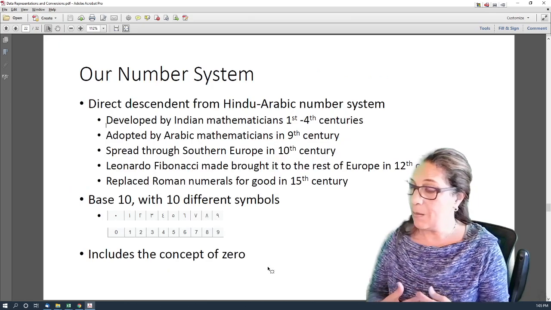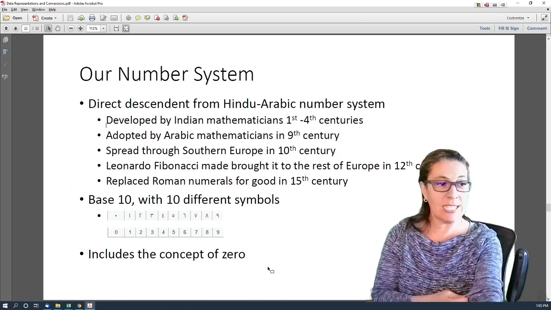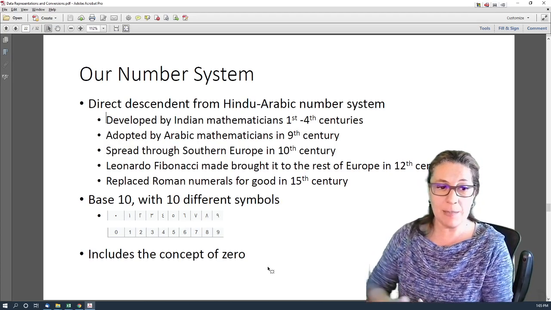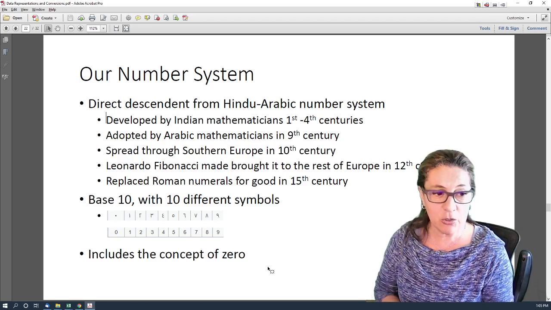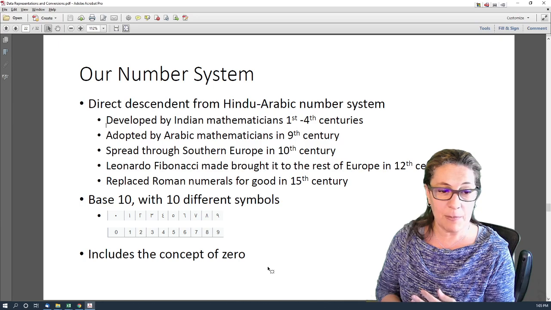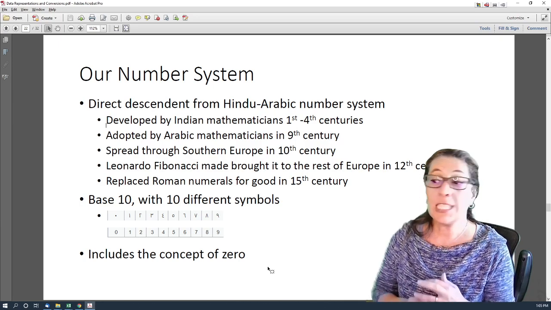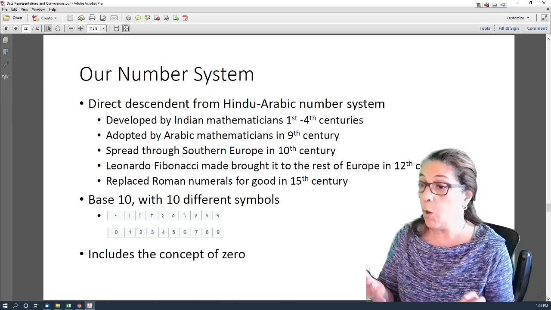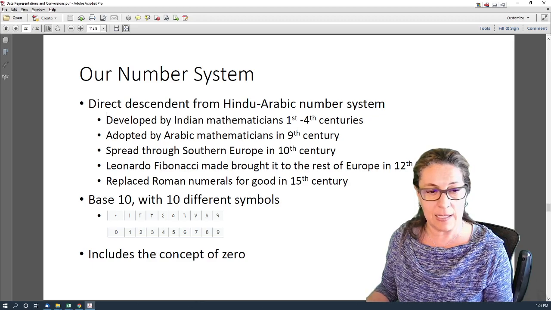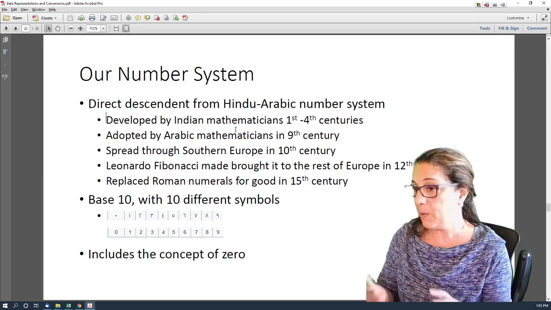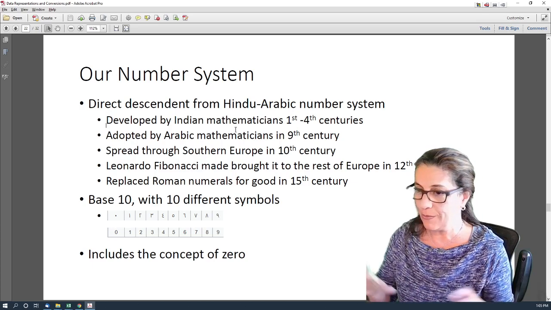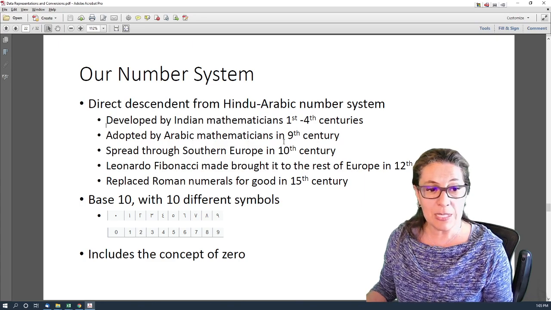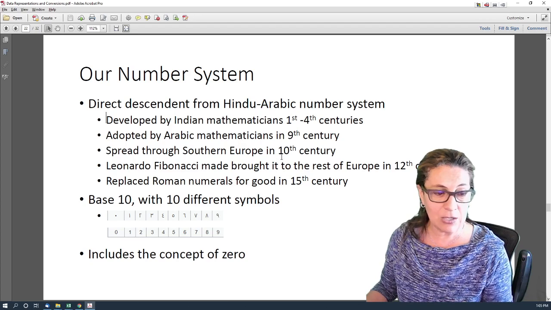So our number system, what we all learn in school, is a direct descendant of the Hindu-Arabic number system. It was developed by Indian mathematicians around the 4th century. It was adopted by Arabic mathematicians around the 9th century. It spread through southern Europe. Remember, at the time the Romans were dominating, so the number system that people used in Europe was the Roman system. I don't know how many of you know, but it's a different number system. But this number system was adopted in southern Europe by the 10th century.